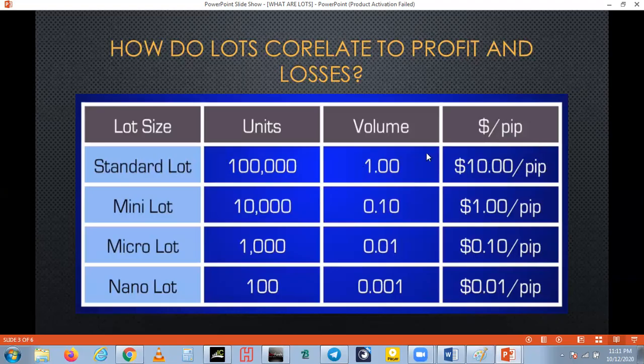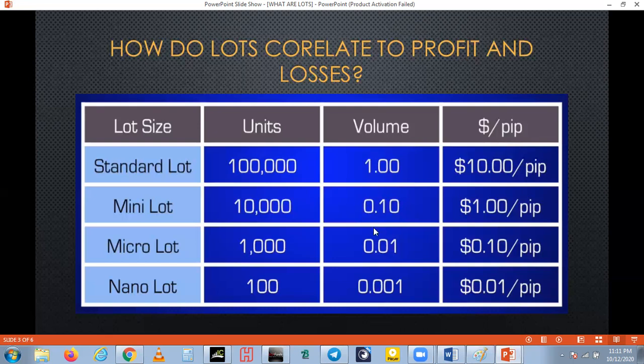So let's do it like this. If you have 5.00, for one pip, that will be what? $50, right? You know, one lot for one pip is $10. So 5.00 for one pip would be $50. So what if you go for 10 pips? That'll be $500. That's what you're making if you use a 5.00 standard lot size.